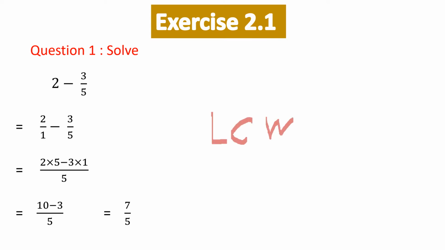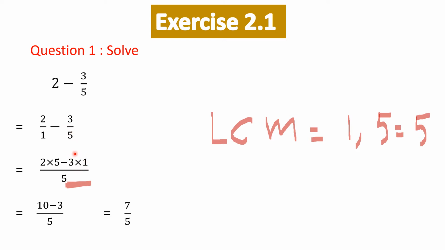LCM of 1 and 5 is 5. So that is the reason why the common denominator became 5, right? You can see here. Now, after taking the LCM, what do you do? 1 into how much is 5? 1 into 5 is 5, right? So that 5 you write it here, and 2 you write it here, and you multiply them. Then 5 into how much is 5? 5 into 1 is 5. So you write the 1 here, and you write the numerator here, and you multiply them again.